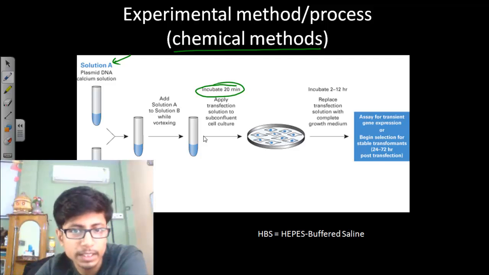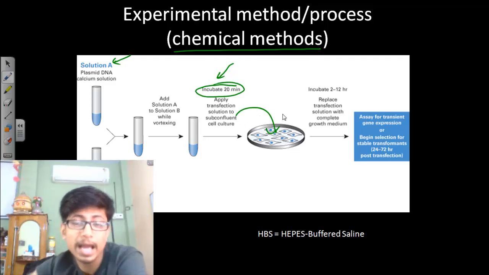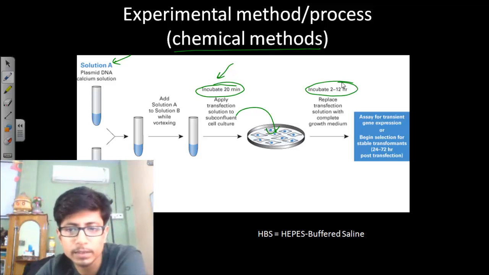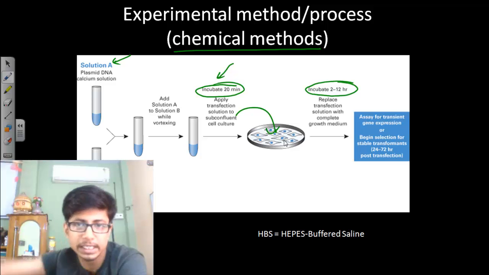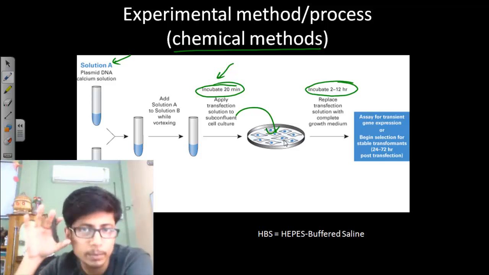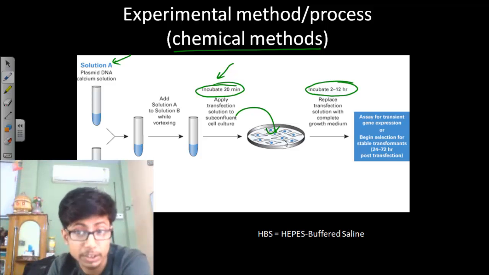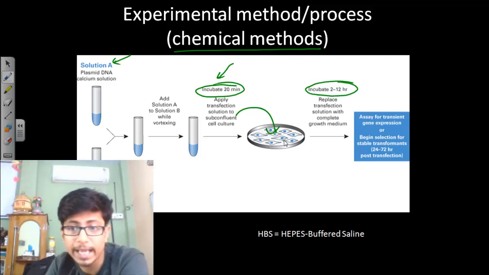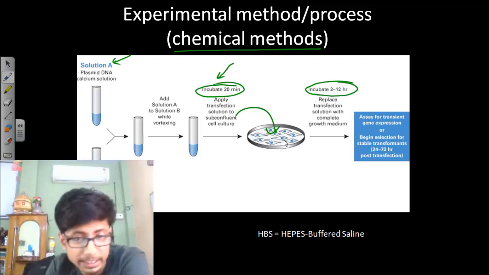Once this mixture has stayed there for 20 minutes or so at a particular temperature, we take that mixture and add it to the cells where we need to insert the DNA. Then we incubate it again for 2 to 12 hours, and after the 2 to 12 hours the transfection solution will completely go inside, and finally the DNA will be inside the nucleus at the destination. Once that process is done, we assay whether the gene is inserted inside the cell or not.